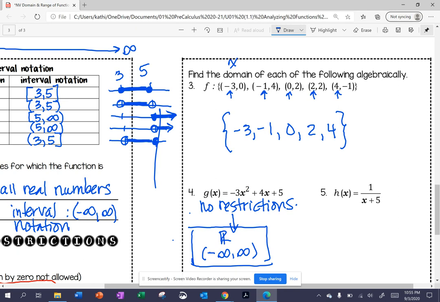Let's look at number 5. I'm asking myself two questions. Do I have a fraction? Yes. Since I have a fraction, I'm looking at the denominator, and the denominator cannot equal 0. So x plus 5 cannot equal 0 because I cannot divide by 0. I'm going to subtract 5 from both sides, and I get x cannot equal -5. So I'm all real numbers except -5.